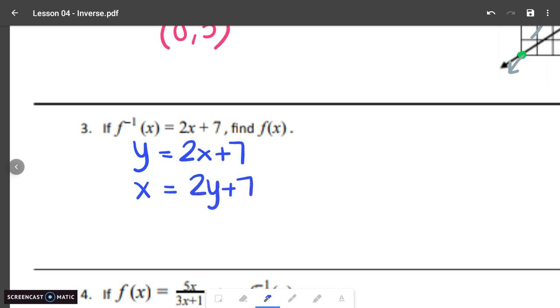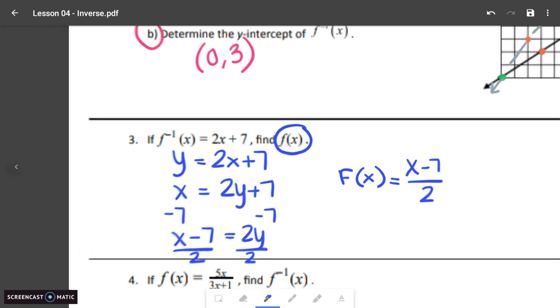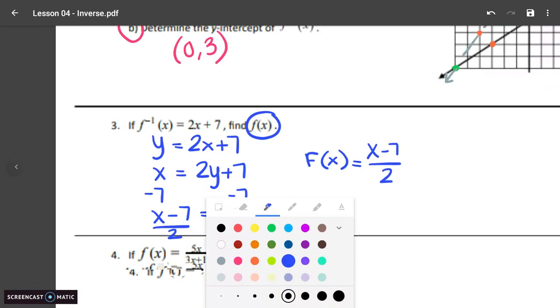Now to figure out what the original function was, we're just going to solve for y. So I'm going to subtract 7 from both sides. We get x minus 7 equals 2y. And then I'm going to divide both sides by 2. So we're looking at (x minus 7) over 2. But remember, we were trying to find the original function, so I'm going to call this f of x. So I want to refrain from using y in this case. You would lose a point if you forgot to put it back into function notation.